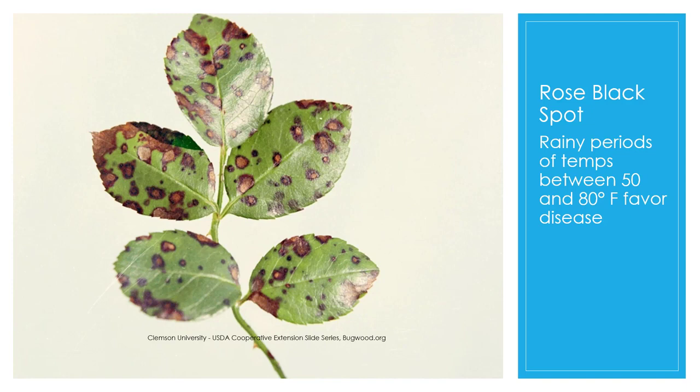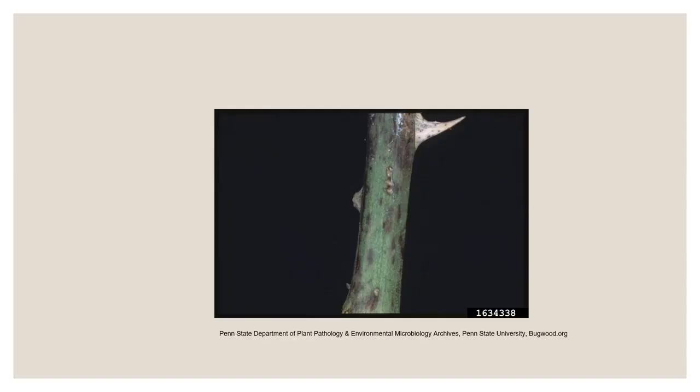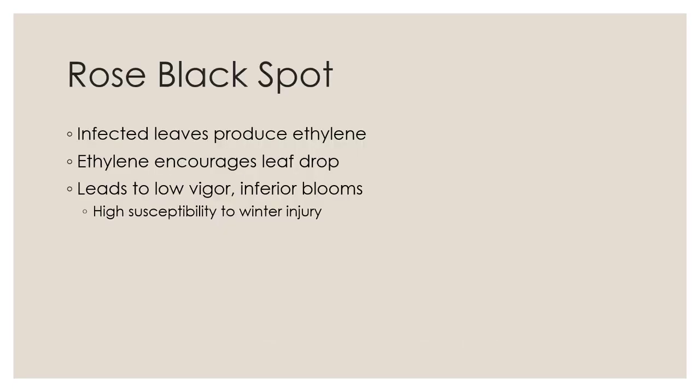So rainy periods, with temperatures between 50 and 80 degrees, favor the disease. So as I said, when you get into May and June, this is the perfect time for that. You'll also see it on the stems. So the infected leaves produce ethylene, and ethylene will actually encourage leaf drop. It'll also lead to low vigor. You won't have good blooms, and then it'll be very susceptible to winter injury.